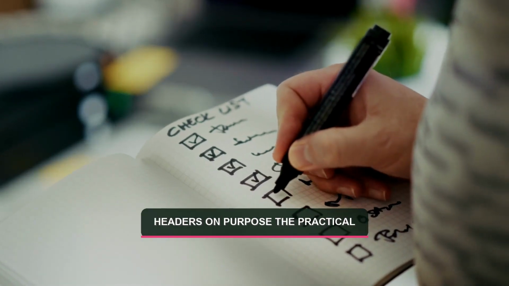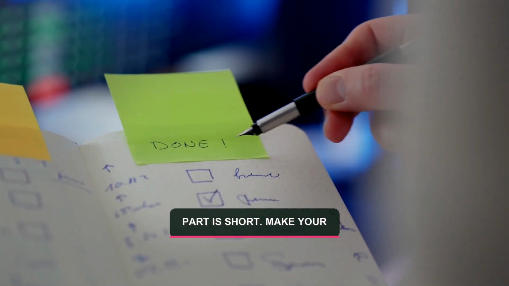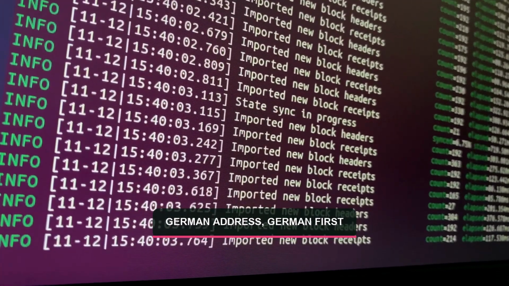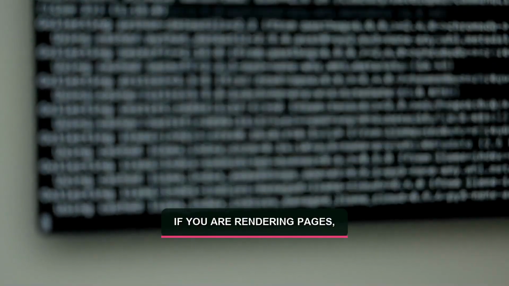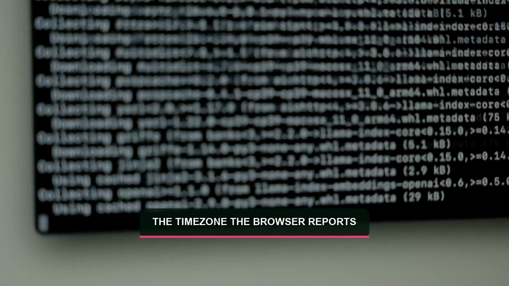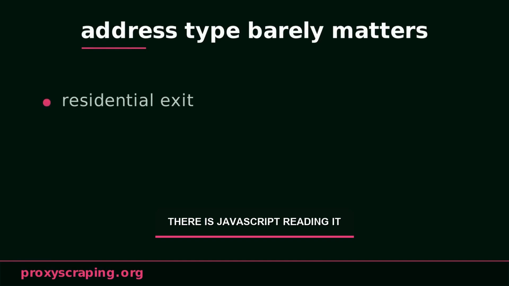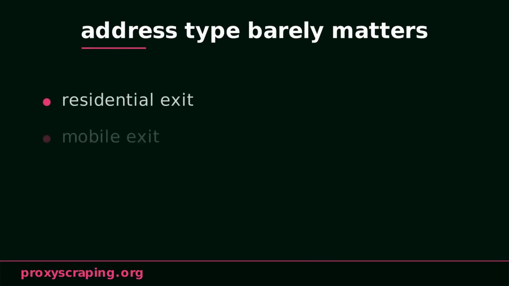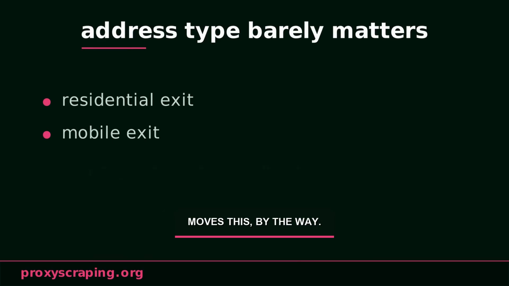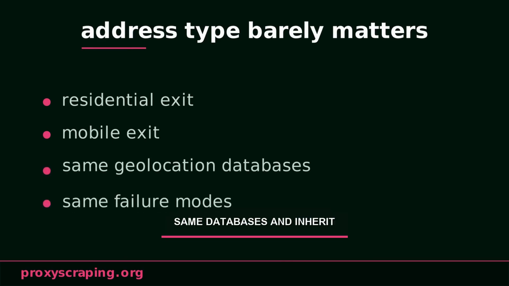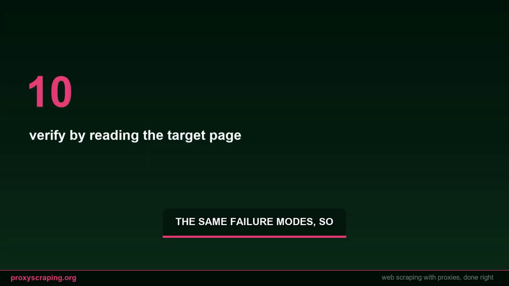Set the headers on purpose. The practical part is short. Make your headers agree with your address. German address, German first in your language preference. If you are rendering pages, the time zone the browser reports wants to agree as well, because on a rendered page there is JavaScript reading it and comparing. The type of address barely moves this, by the way. A residential exit and a mobile exit go into the same databases and inherit the same failure modes, so pick your type for other reasons.